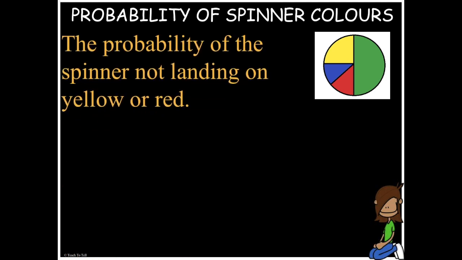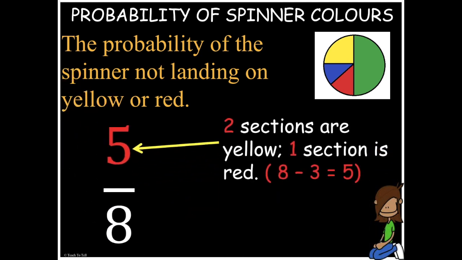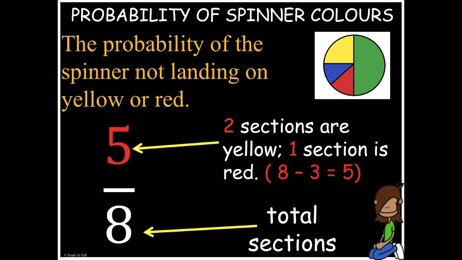The probability of the spinner not landing on yellow or red. So we know that we have 4 sections of green plus 1 section of blue is 5. So there's 5 out of 8 possibility. You can also go the opposite way and go 2 sections are yellow, 1 section is red, and so we'll take those away from the total sections of 8, so that leaves us with 5.